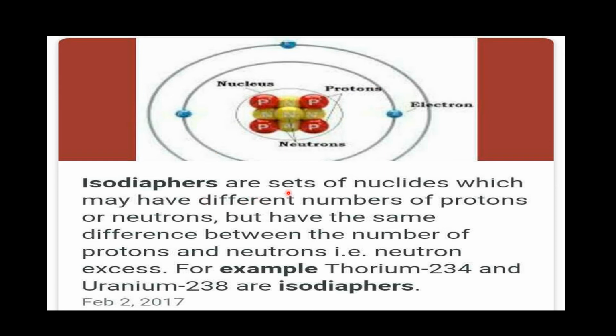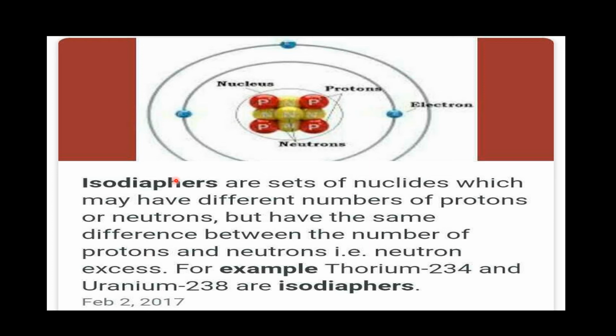Isodiaphers are the set of nuclides which may have different numbers of protons or neutrons but have the same difference between the number of protons and neutrons. Here the case changes a little bit. Isodiaphers have different numbers of protons and different numbers of neutrons as well, but the difference between the number of protons and neutrons in this case is the same.